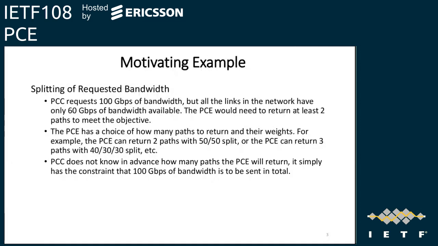We have a motivating example of splitting bandwidth, where the head end requests 100 gigabits of bandwidth, but all the links have only 60 gigabits. In this case, the PCE would need to return at least 2 parallel paths to meet the 100 gigabit objective. The PCE can return 2 paths with a 50-50 split, or 3 paths with a 40-30-30 split, and so on. The head end doesn't know in advance that it's going to get multiple paths. It's up to the PCE to decide that. Next slide, please.